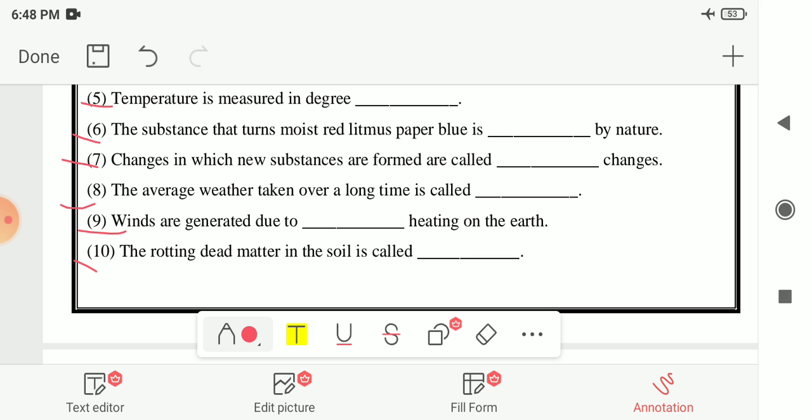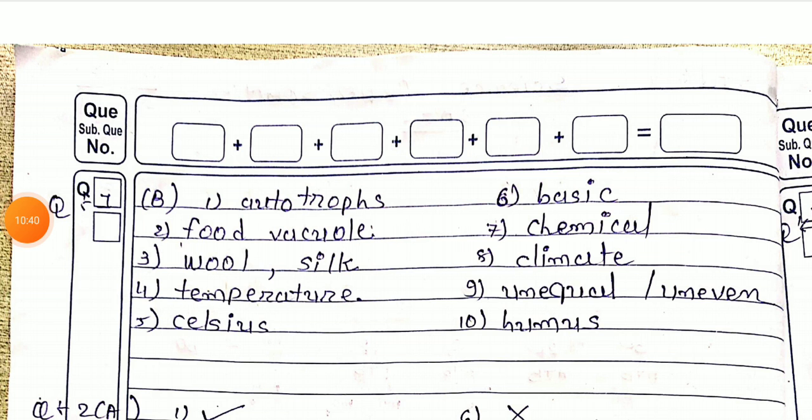So here our fill in the blanks gets over. Let me check the answers for these blanks. So here the answers for the fill in the blanks are given to you. You can check your answers from here.